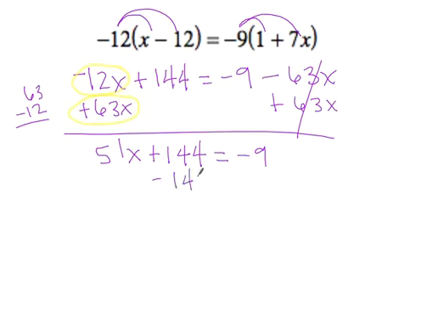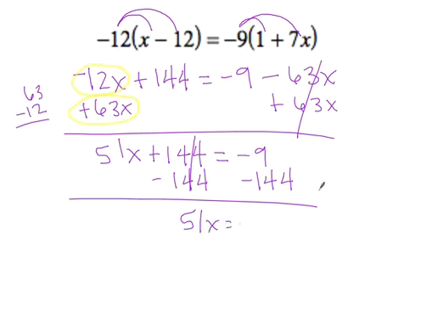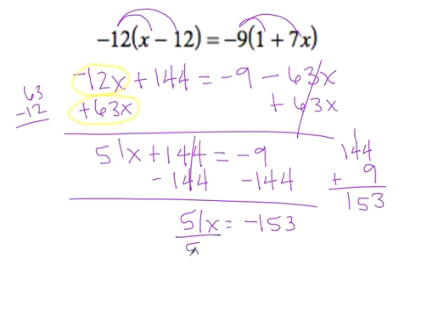Then I'm going to subtract 144 from both sides, or I could circle the 144 and jump it to the other side. Those cancel. I get 51x equals. Because these are the same sign, I'm going to add them. So 144 plus 9 would give me negative 153. I know it's going to be negative because both of these were negative. Then I'm going to divide both sides by 51.